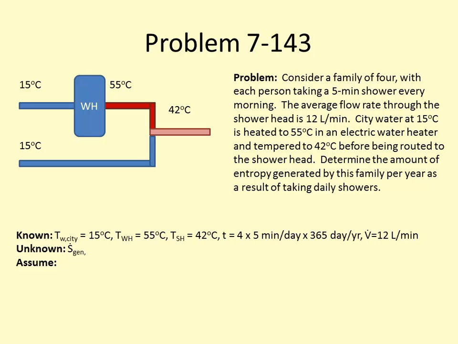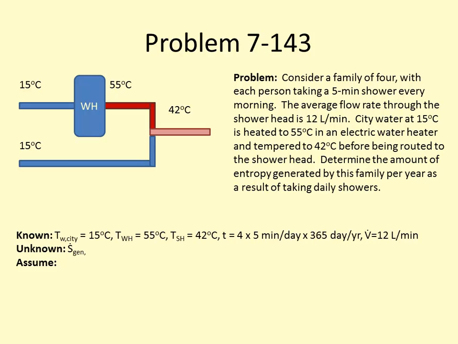F1 is 0.2242 kilojoules per kilogram Kelvin, and H1 is 63.01 kilojoules per kilogram. So this is state 1 and state 2, because they're both at 15 Celsius. So if we just look at where we define them.